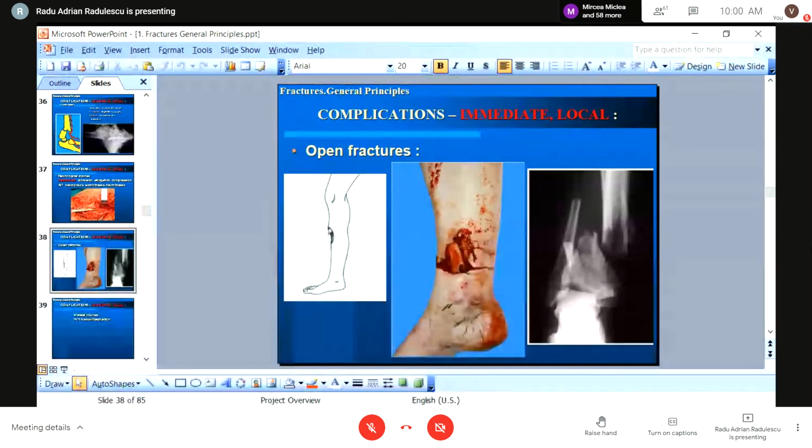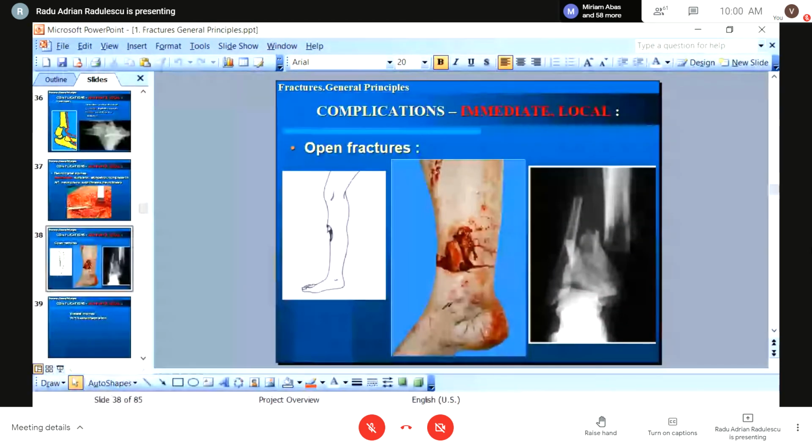Other complications, also immediate complication and also local complication, may be the open fracture. So open fractures usually happen in the areas where the bone is located under the skin. Let me give you an example. For example, let's say at the level of the leg, there are very frequent open fractures because, like I said before, the tibia is located under the skin.